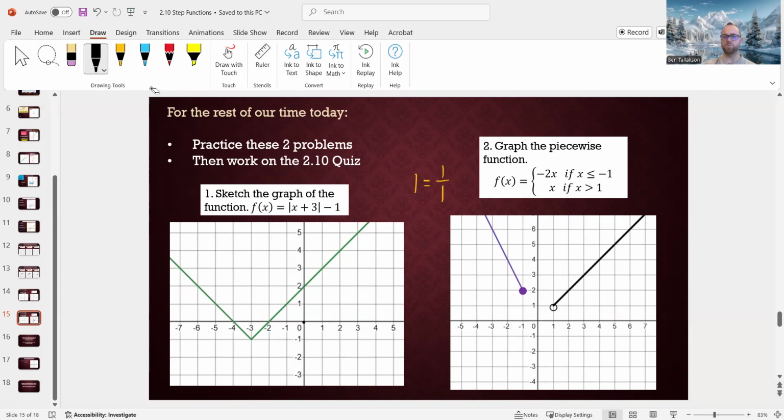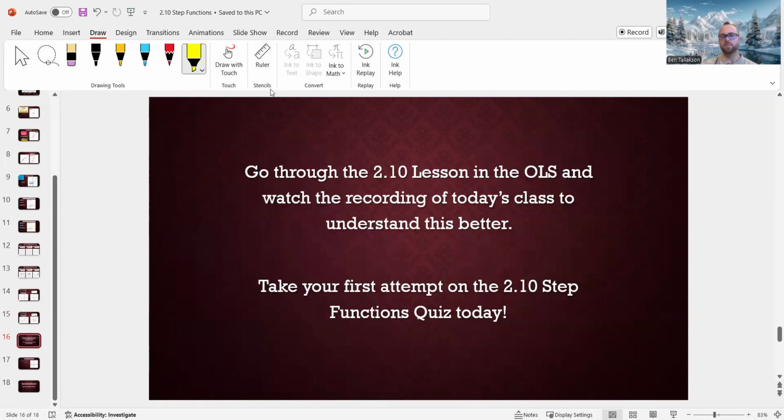Only x values greater than 1. Notice, if it is not or equal to, it's an open dot. If it is or equal to, it's a solid dot, meaning that -1 is included. Here, 1 is not included. And with that said, we are done with our step functions.